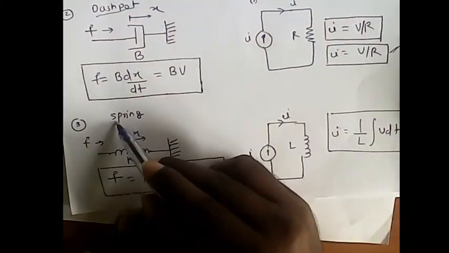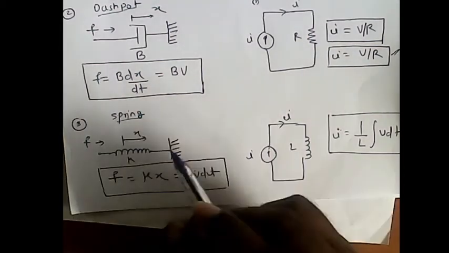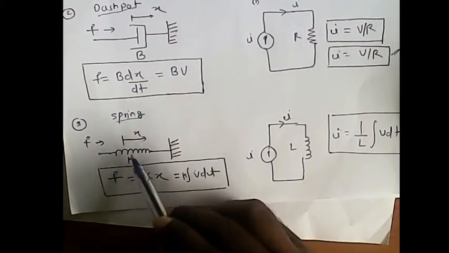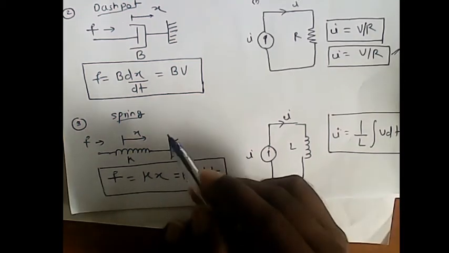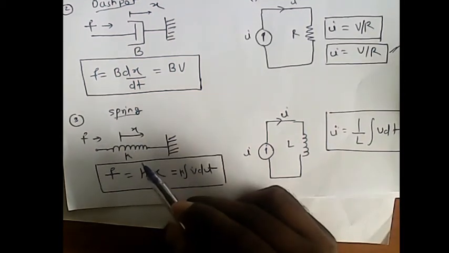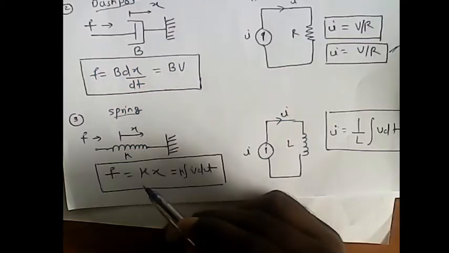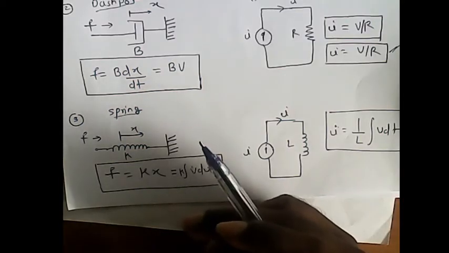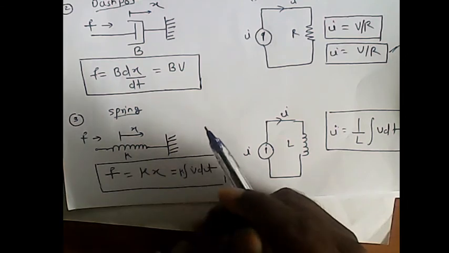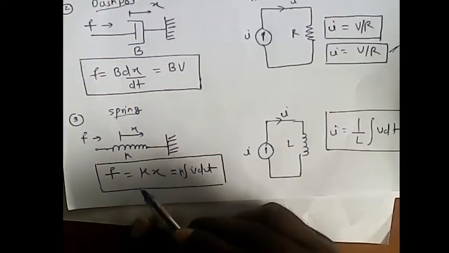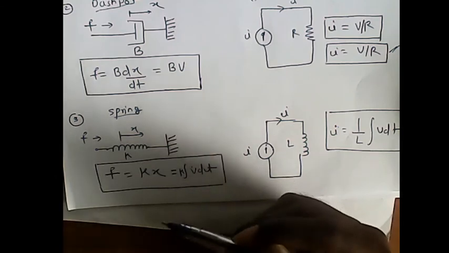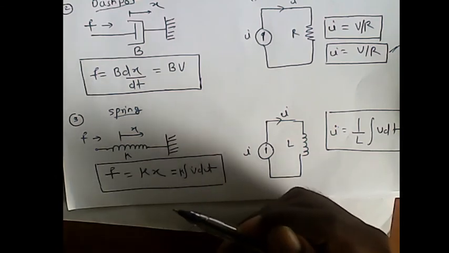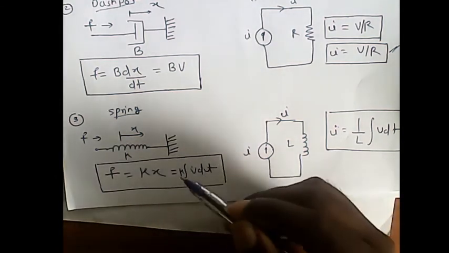Similarly, the spring: when we apply a force in this direction to the spring, which is mounted on one fixed wall, with displacement X and K1 the spring constant, the opposing force offered by the elasticity property of the spring is F equal to K into X. We can also write this opposing force in terms of the velocity, so K into the integral of V dt. So V is the velocity.